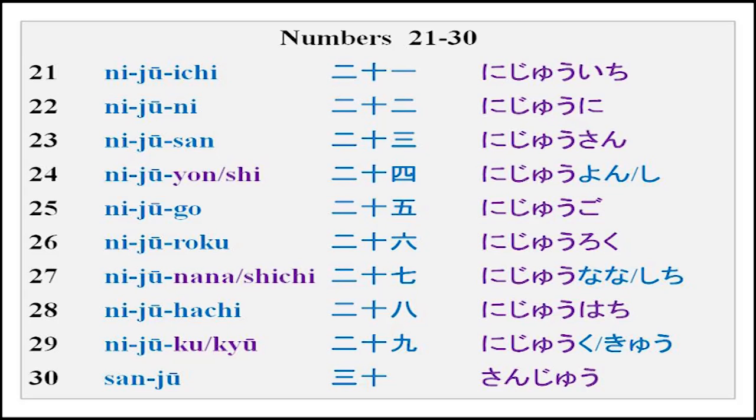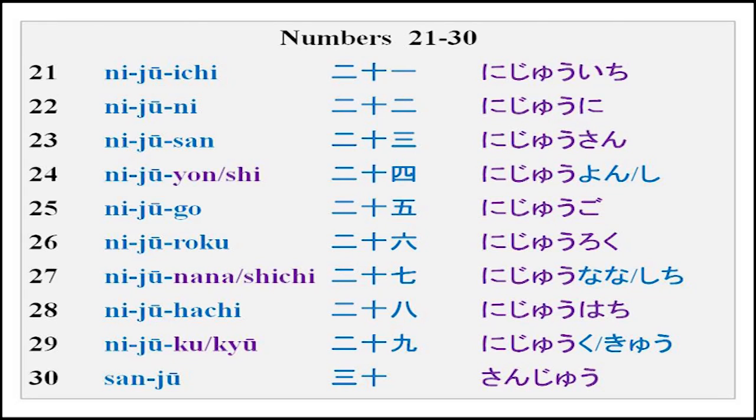So, you will see over here that if you remove the ju from the first set from 11 till 19, you get ichi, ni, san, yon, go, roku, nana, hachi, kyu. And in the end, you have ni ju. So, ni times 2 times 10 makes it 20.